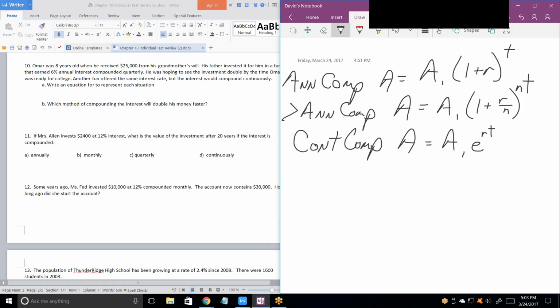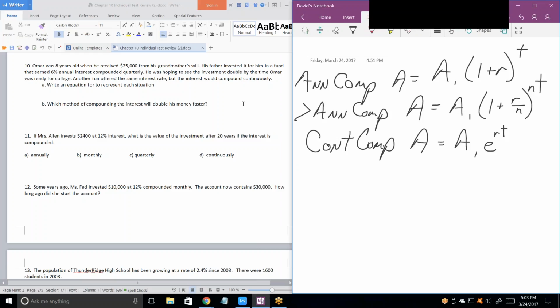In other words, the A on the left side of the equation is the amount that it will be equal to at the end of the period, whatever time you want to select. Well, this problem, Omar is 8 years old and he received 25,000. What number is 25,000 in these equations? It's the starting amount. The A sub 1. That's what A sub 1 means, is whatever you start with. Hold on a minute. Let me make sure. Okay.